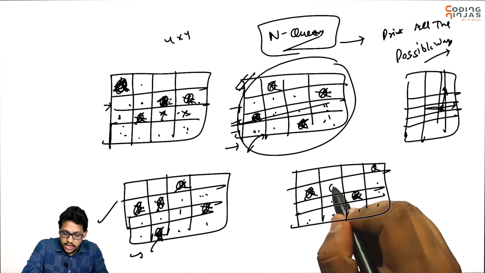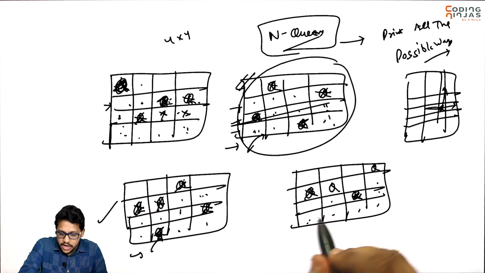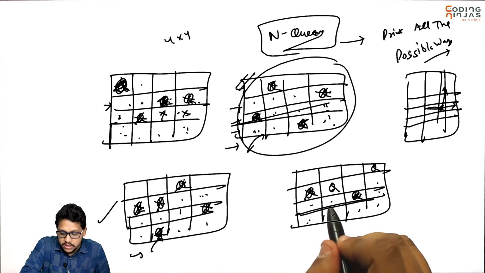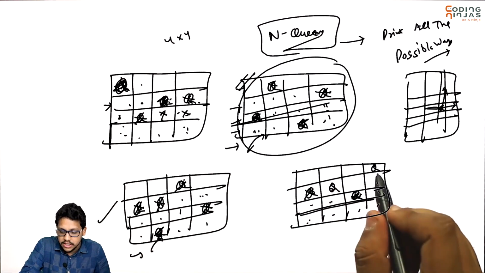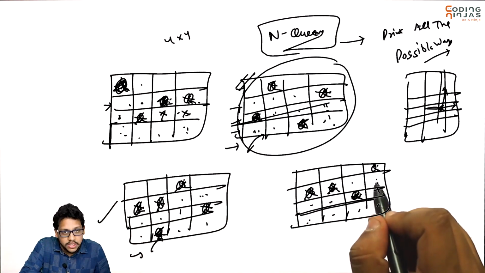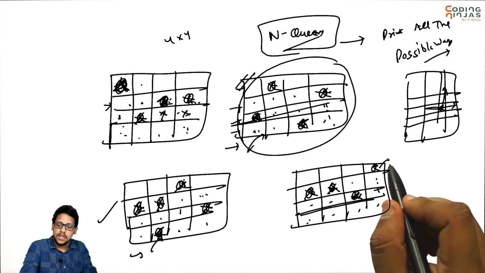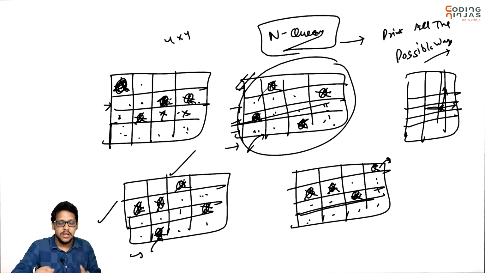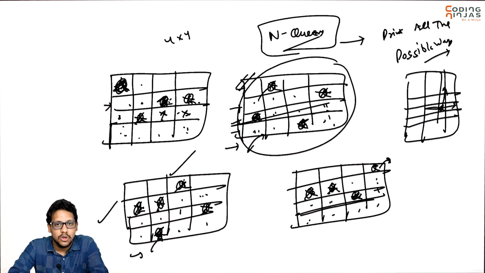You will try to put Q here. Can you place here? Yes, you can place here. You will try to put in the next row. Can you place here? No, because this will cut. Here this will cut. Here this will cut. Here this will cut. So you will go back. You will try. Can you place Q here? No, because this will cut. Can you place Q here? No, this will cut. So you will go back. You explore all the paths, and effectively you have printed 2 solutions for the 4x4 chessboard.